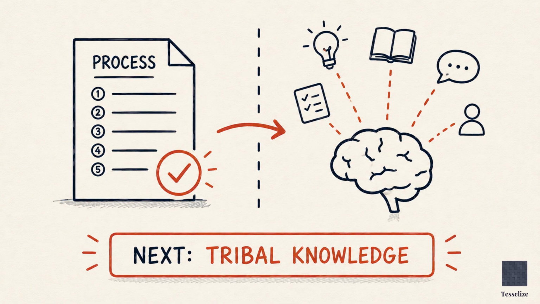Now, documenting processes is one of 7 clarity gaps that growing companies need to fix. In the next video, I will tackle another big one: tribal knowledge. What happens when critical information lives in one person's head, and how to capture it before it is too late.